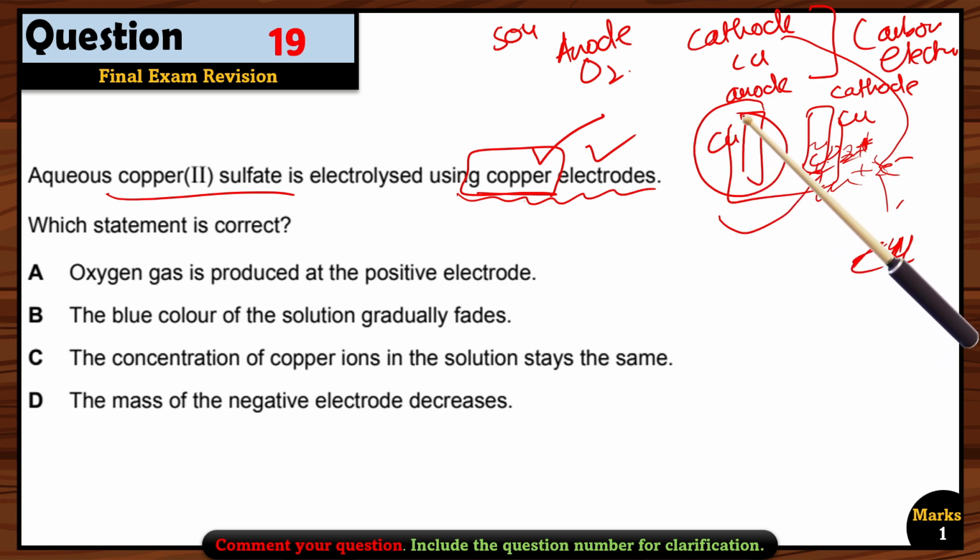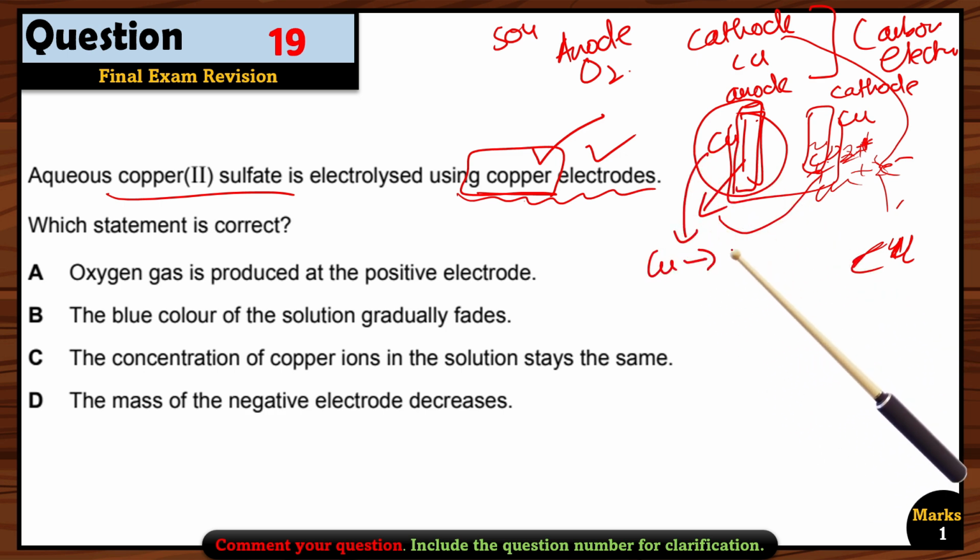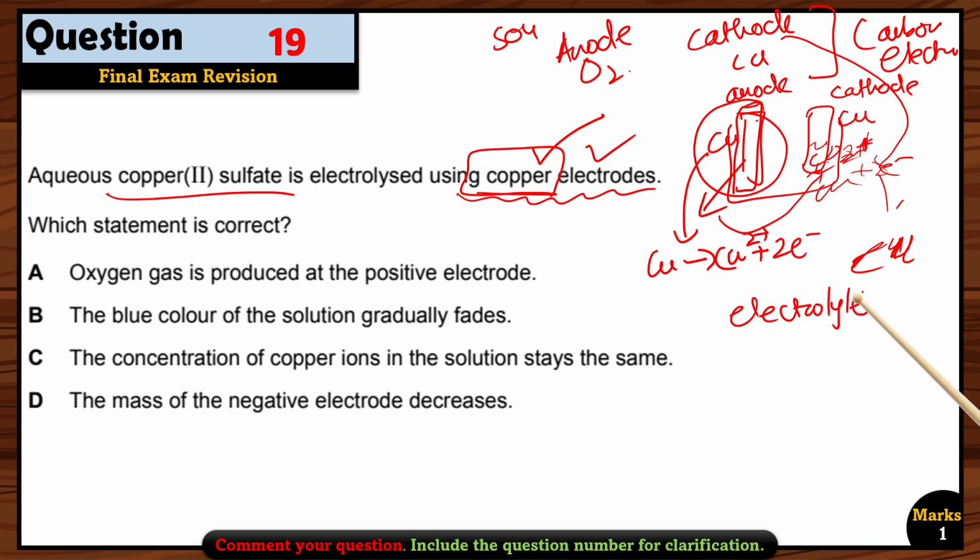So what will happen at anode? This anode, because it is made up of copper, it will start oxidizing itself, and you will see a loss in the mass of the anode because the copper metal will start changing into copper ions, and these ions will start dissolving in the electrolyte. Okay, they will become a part of the electrolyte. So that's what's happening at the anode.